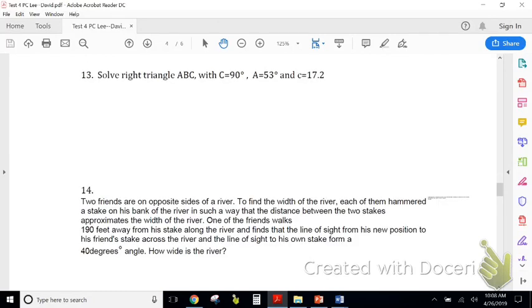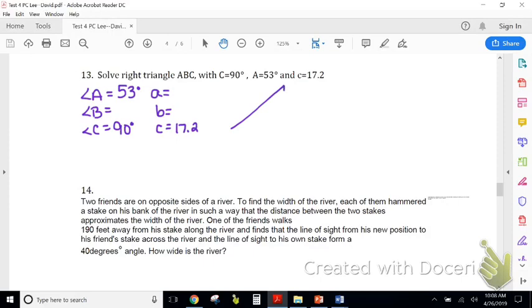Okay, on number 13, it says solve the right triangle ABC, where angle C is 90 degrees, angle A is 53 degrees, and side C is 17.2. So we're solving the triangle, so I'm going to go ahead and just set up my little chart here. And that's the way I know when it's all filled out, we've solved it, right? All right, they told me angle C was 90 degrees. They told me angle B was 53 degrees. I'm sorry, angle A is 53 degrees. And side C is 17.2. And remember, this is a right triangle, so if you need to, draw it.